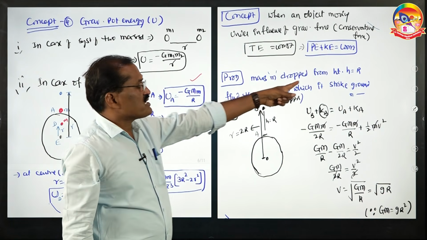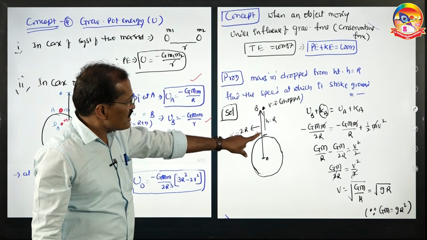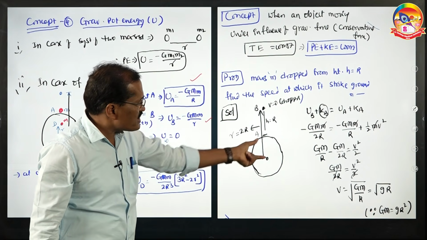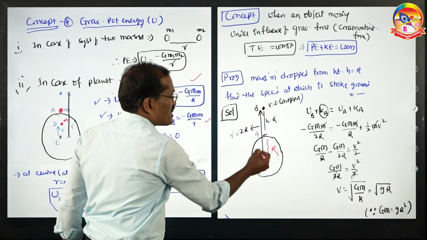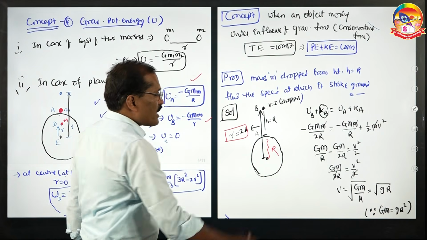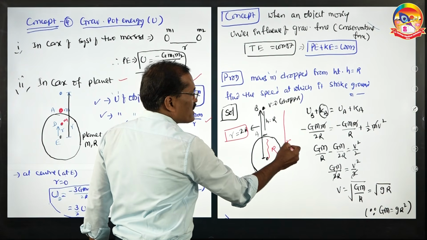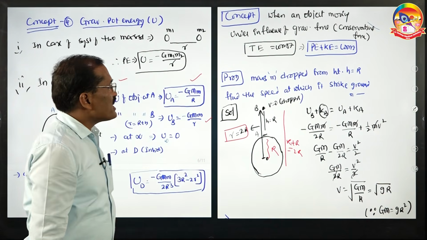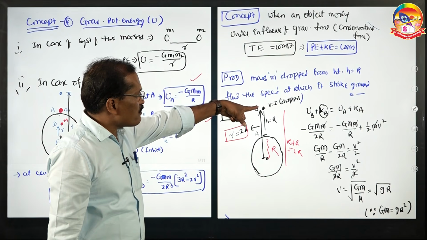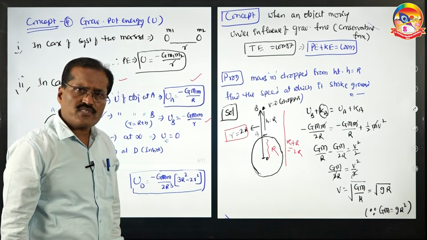A mass m is dropped from a height h. Here see that h is equal to R only. The radius of the planet I am also taking as R, and therefore from the center to here is equal to R plus R, which is equal to 2R. We need to find the speed with which this object, which is dropped here, reaches the surface. What will be the speed? Simple law of conservation of energy.